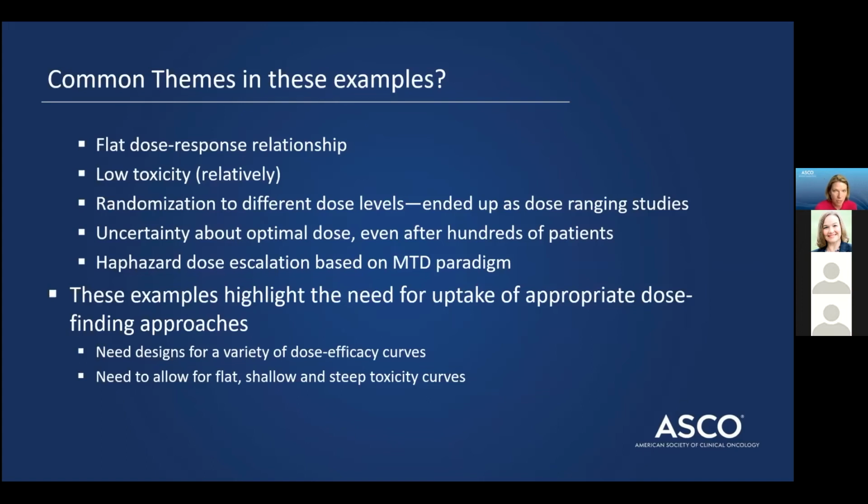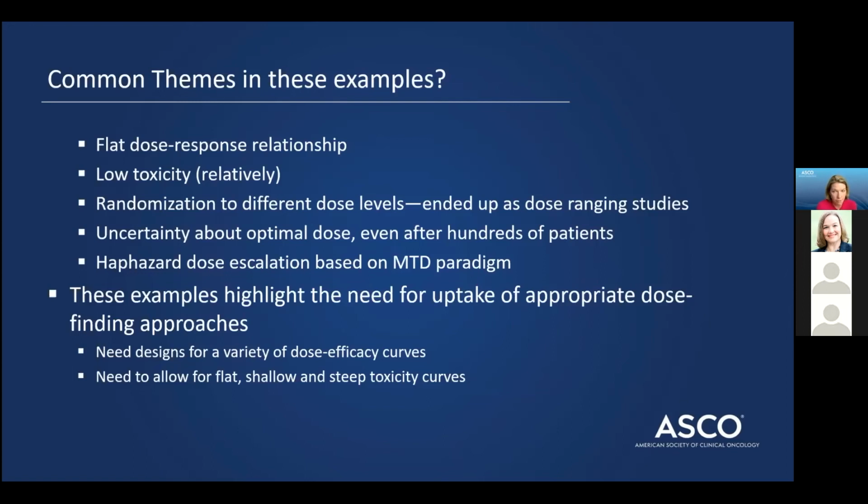So some of the common themes in the examples I showed you earlier, the pembrolizumab and nivolumab, is that there was a flat dose response relationship, relatively low toxicity. The studies really became dose ranging studies. Even after those large phase 1 studies, there was still uncertainty about the optimal dose. And the way that we arrived at those final numbers was really based on haphazard dose escalation based on an MTD paradigm.